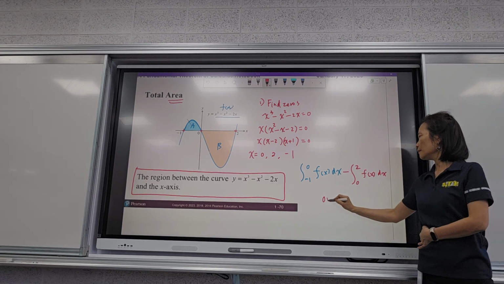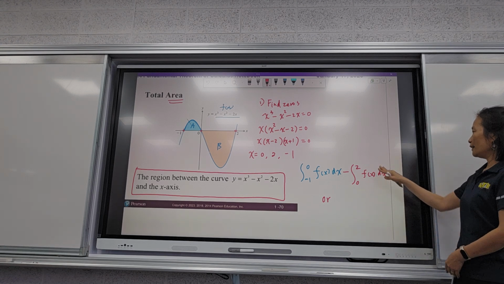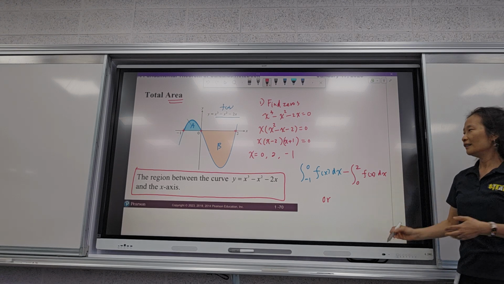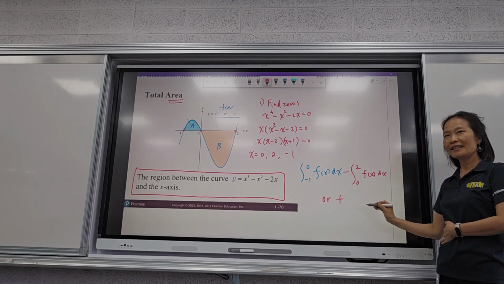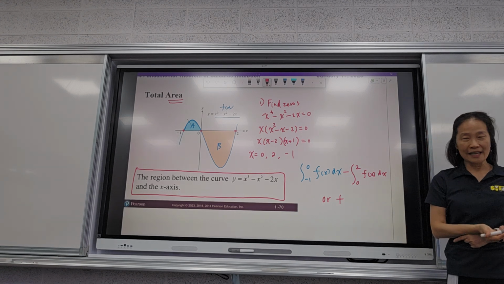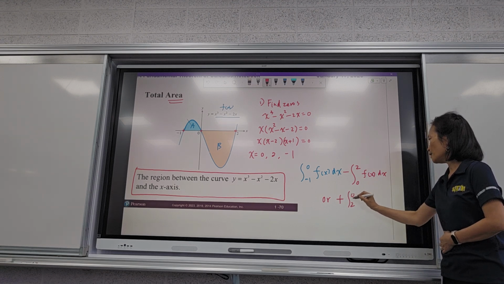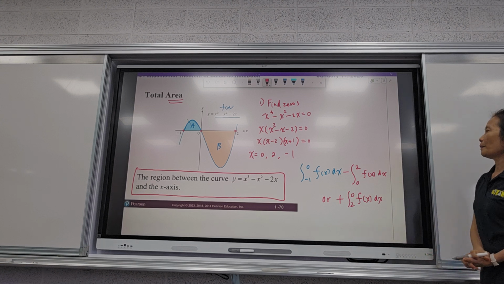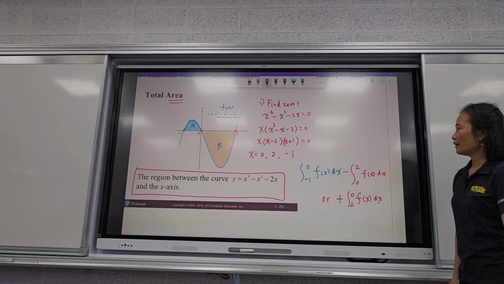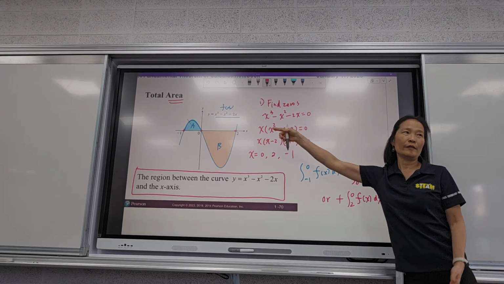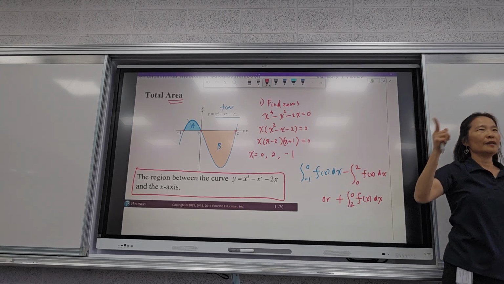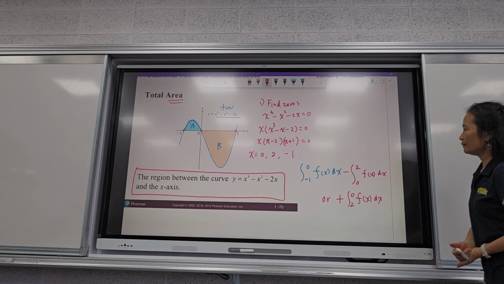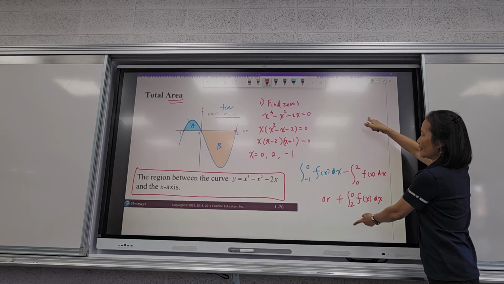Or I can find the 0 to 2 and then take the absolute value. Or I can flip, 2 to 0. So whatever you want to do, just make sure it's positive. All right, the rest you can just do the antiderivative. Sub in the upper limit, subtract the lower limit. So you can do that. All right.